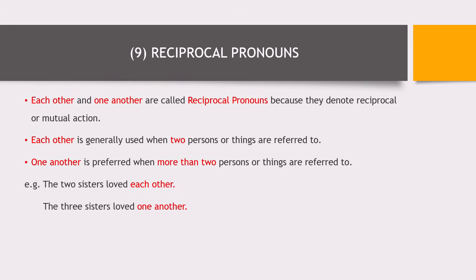Reciprocal pronouns. Each other and one another are called reciprocal pronouns because they denote reciprocal or mutual action. Each other is generally used when two persons or things are referred to. One another is preferred when more than two persons or things are referred to. Example: the two sisters love each other. The three sisters loved one another.